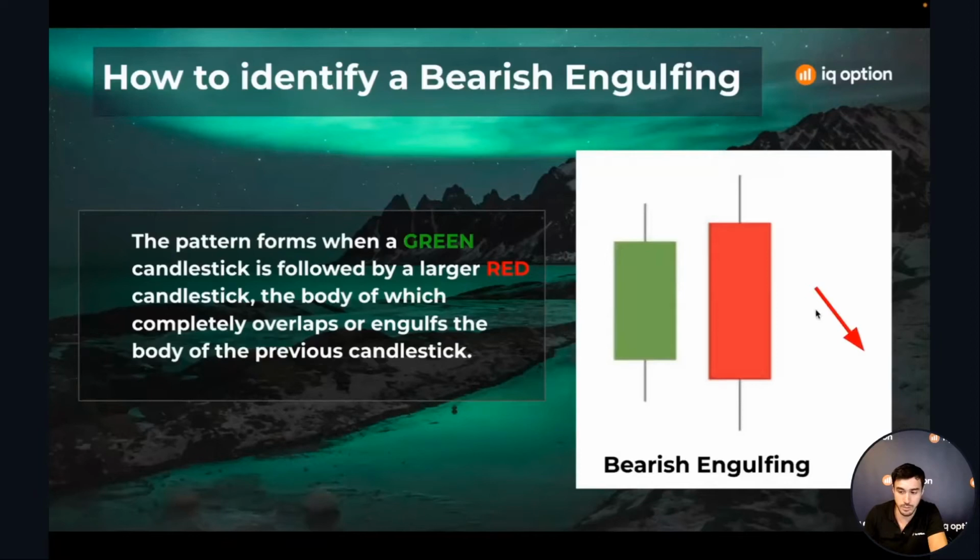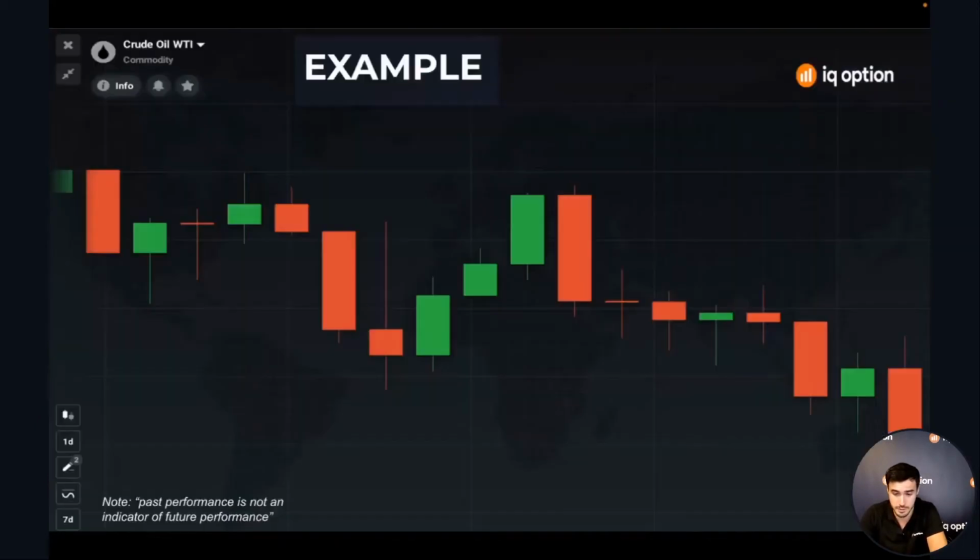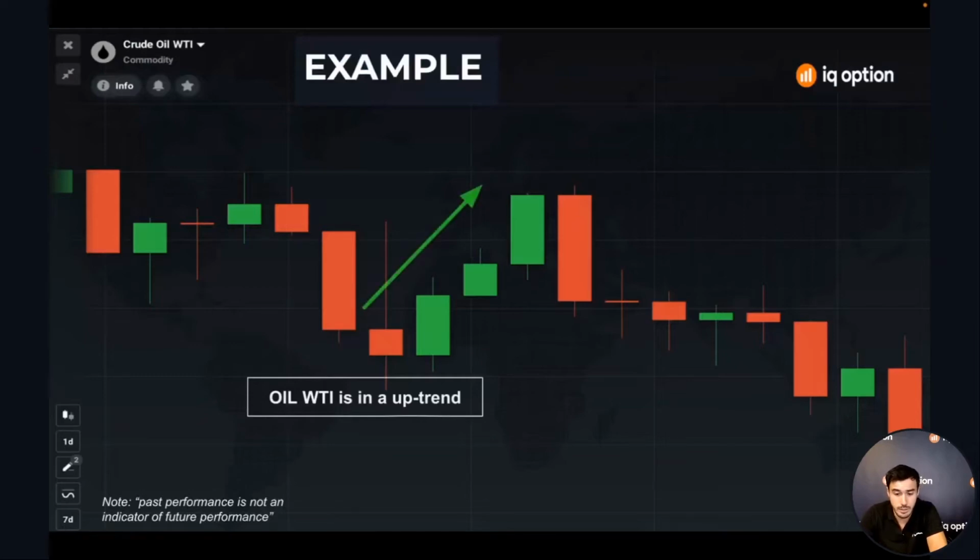Then I can wait for the next candle to confirm if I want to, and then expect the price to go lower according to this theory. Let's see an example in oil. We have an upward trend going up. This is a 1 day candle, so it's been going up 1 day, 2 days, 3 days. The fourth day, red candle. How red is it? It's very red. It's a big one, and it fully covers the green candle. We can see.